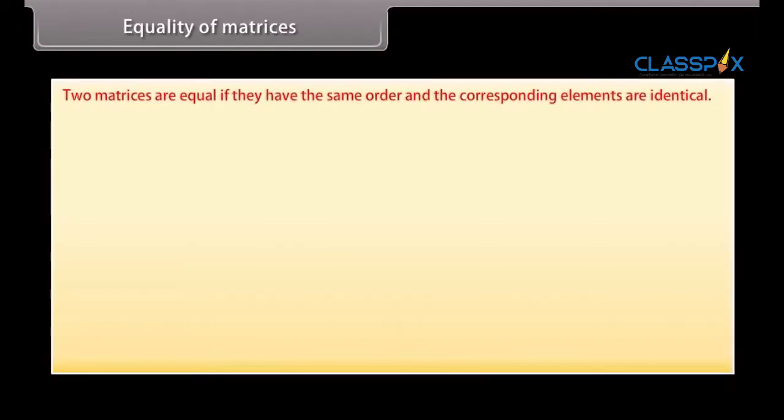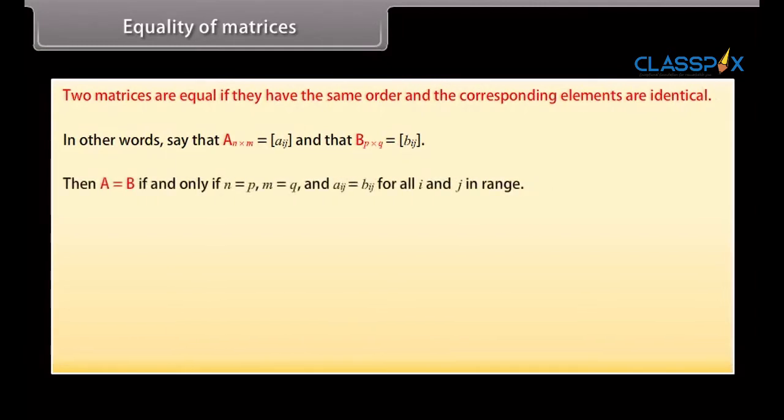Equality of matrices. Two matrices are equal if they have the same order and the corresponding elements are identical. In other words, say that A, an n by m matrix, is equal to aij and that B, a p by q matrix, is equal to bij. Then A is equal to B if and only if n is equal to p, m is equal to q and aij is equal to bij for all i and j in range.